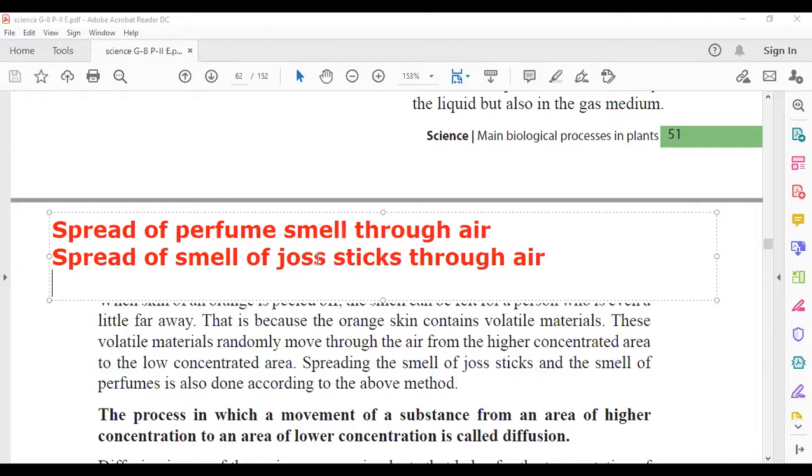Yes, sir. Good. Actually, any one of these can be asked as a question for you. That's why I'm working on all these areas. Right. So with that, page number 8, the diffusion story is over. Understood? In the next class, we are going to start the osmosis lesson.